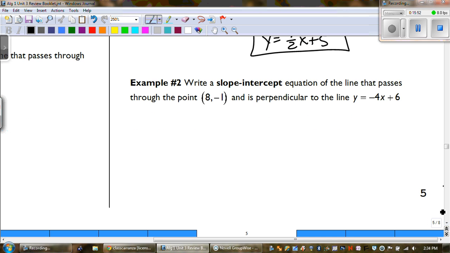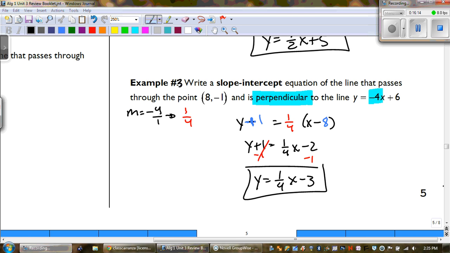Okay, example number 3. Sorry guys, that should say 3. You're all on your own. You're doing the same thing. Pause the video and good luck. Okay, and you should get y equals 1/4 x minus 3.